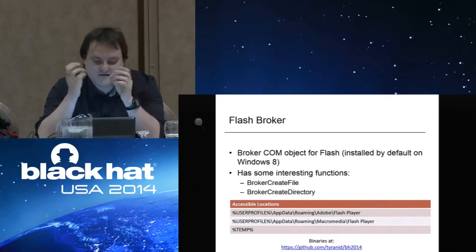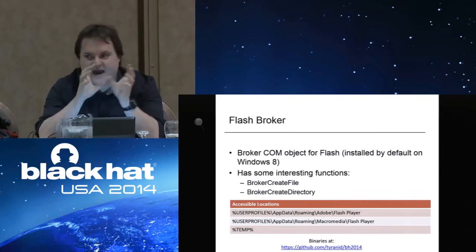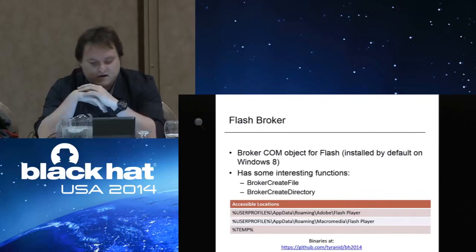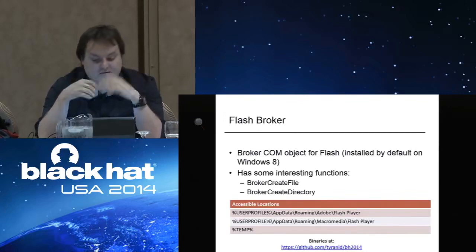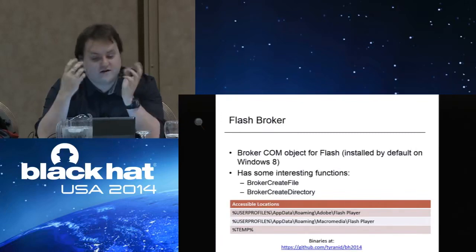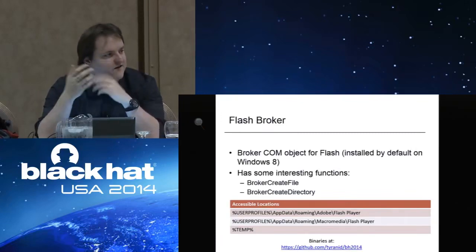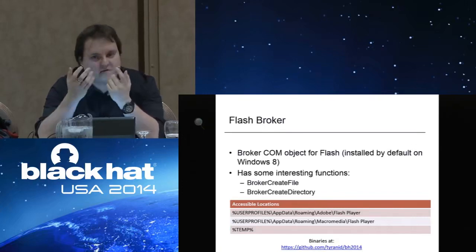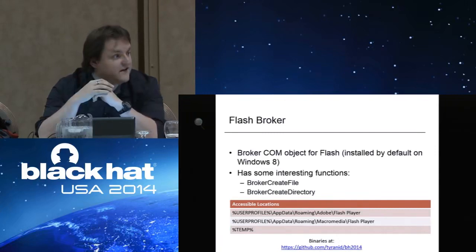And what it does is it limits the locations you can write to specific areas of the file system. So I've shown them in the little table below. You've got things like the roaming Adobe Flash Player. This is where the sort of shared objects live. There's also a Macromedia one, because obviously Flash was written originally by Macromedia, who were bought out by Adobe. So that name sort of sits there for legacy reasons.